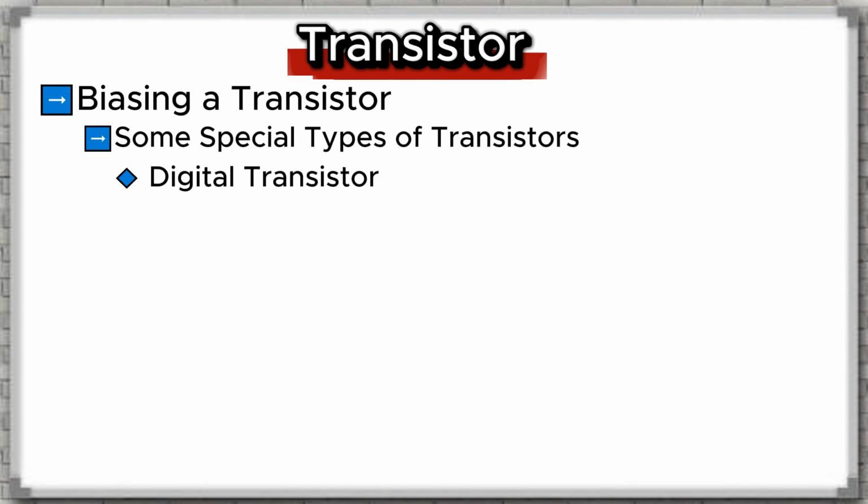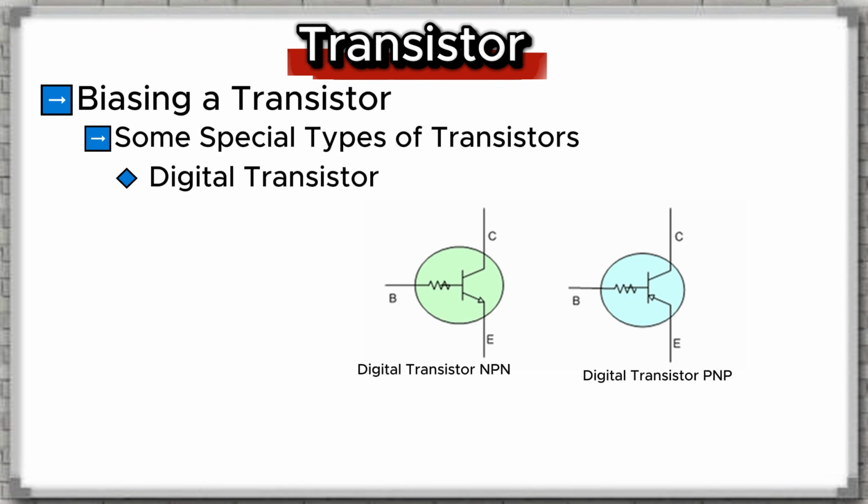Some special types of transistors. Digital transistor. A digital transistor has almost the same structure as a normal transistor. However, at the base pin, the manufacturer has already added a built-in resistor, usually a few tens of kilo ohms. This type of transistor is commonly used in switching circuits, logic circuits, and control circuits. When in operation, we can directly apply a 5-volt control signal to the base pin to turn the load on or off, just like an electronic switch. In fact, some automotive ECUs also use this type of digital transistor.